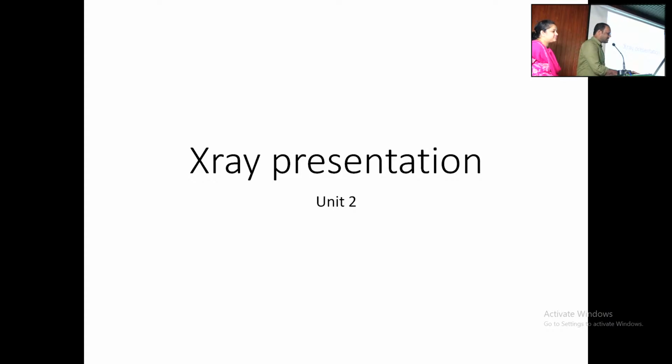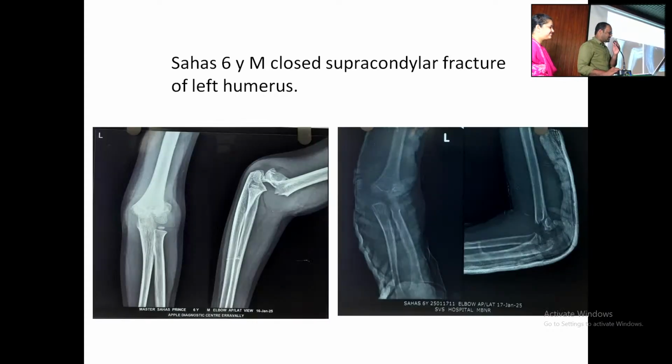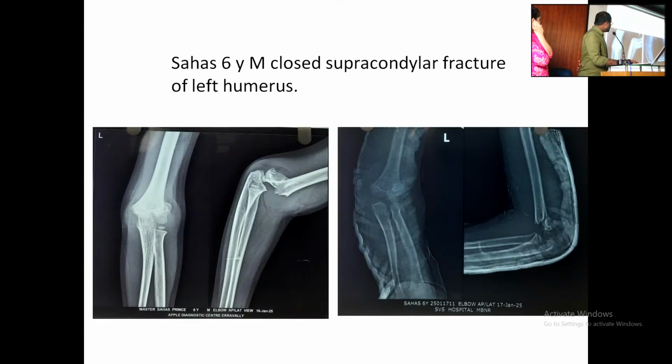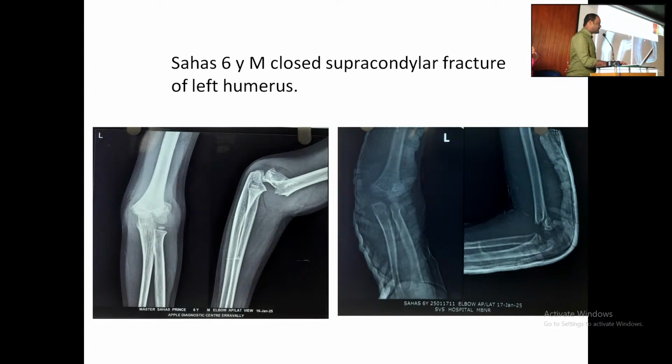These are the cases in Unit 2, sir. A 6-year-old male, closed supracondylar fracture of left humerus, sir. Is it extension type or flexion type? Gartland classification, extension type, type 3, sir.